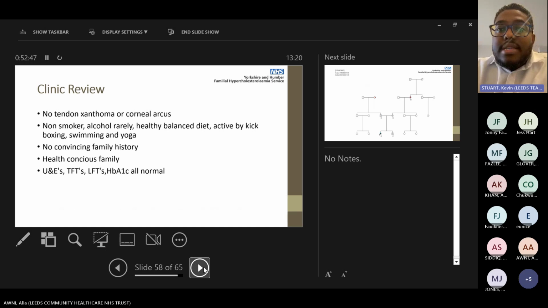So on examination, she had no tendon xanthomata, no corneal arcus, non-smoker, healthy balanced diet, very active, no convincing family history. No real family history to talk about, actually, and blood tests were entirely normal. Next slide.